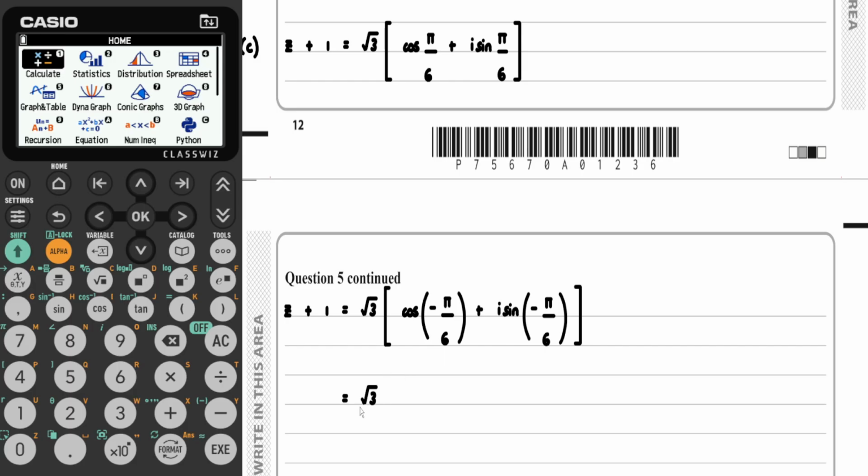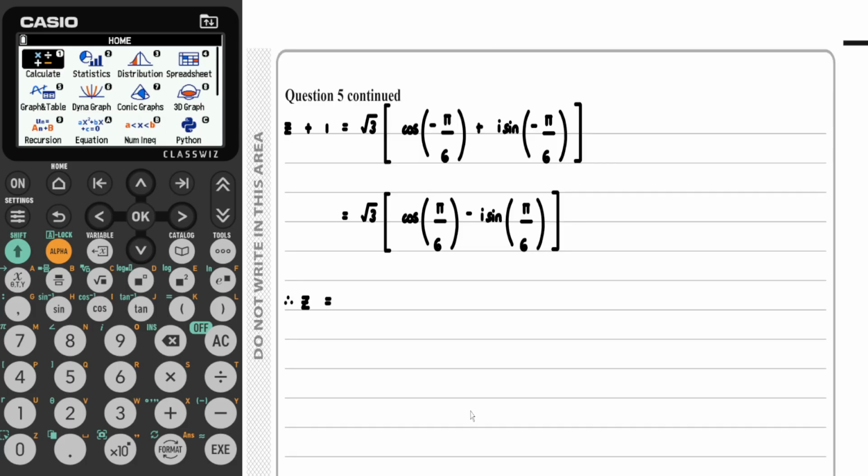And what we have here then is √3 multiplied by, now cos of negative pi over 6, that's just cos of pi over 6 because it's an even function. And here we've got the sine of negative pi over 6. And if I take that negative outside, I'd have negative i multiplied by the sine of pi over 6, and that's because sine is an odd function. So z will equal root 3 times the cos of pi over 6 plus minus i sine of pi over 6 take away 1.